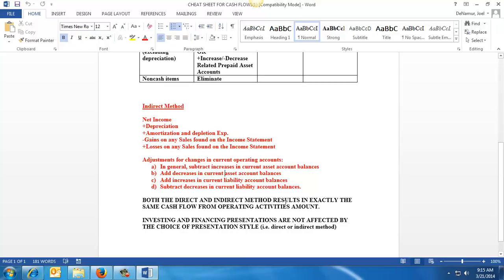Both the direct and indirect methods will result in exactly the same cash flow from operating activities. The investing and financing sections will be done independent of this. These sections just show us what we do or how we report the operating section.